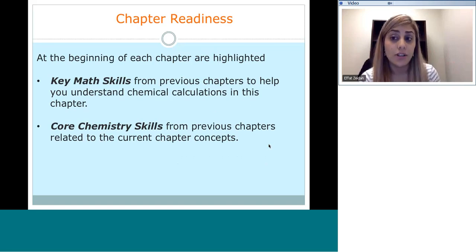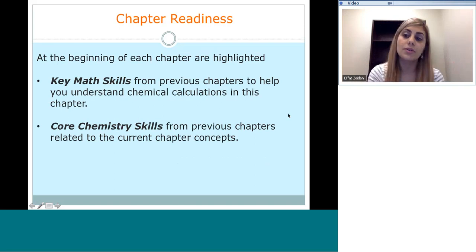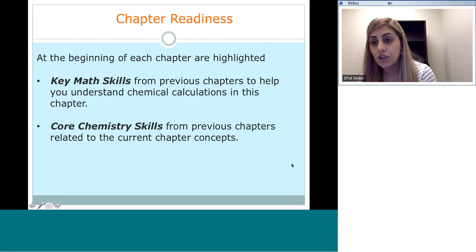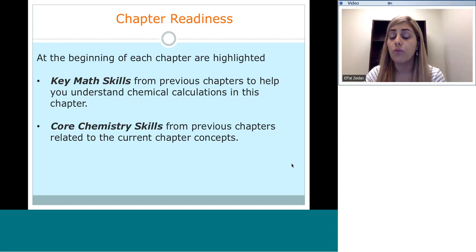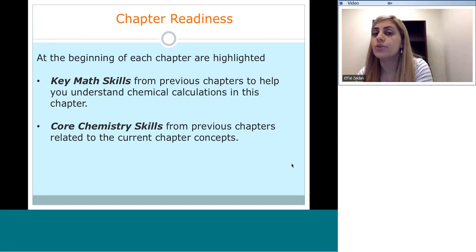At the beginning of each chapter, there are key math skills and core chemistry skills that are highlighted. The key math skills from previous chapters help you understand chemical calculations in this chapter, what you will need to know for this chapter, and core chemistry skills from the previous chapters that are related to the chapter. So they're providing you with a transition, the links that you need between the previous chapter and this chapter, the skills that you will need to use in this chapter.